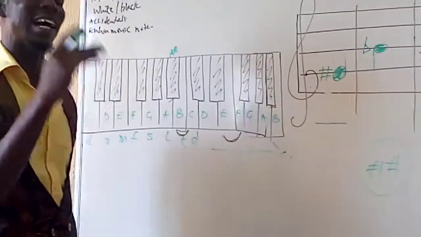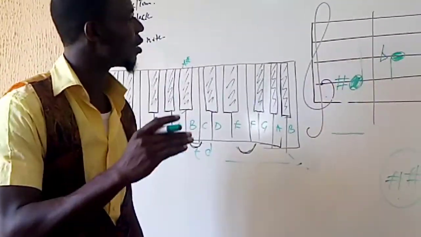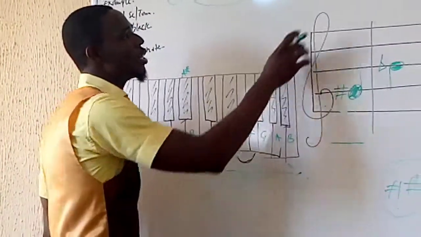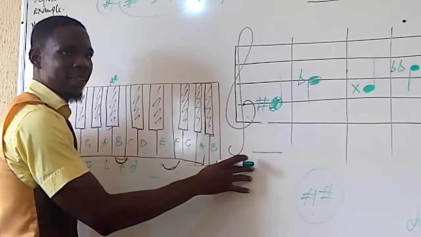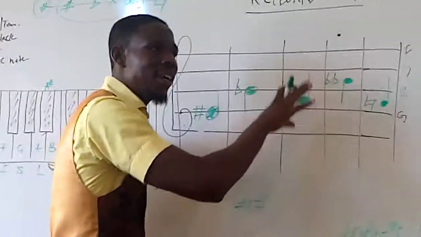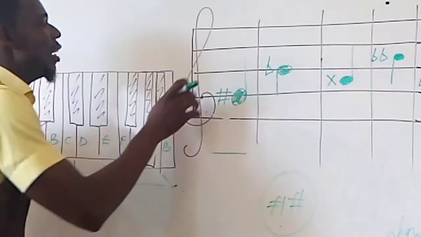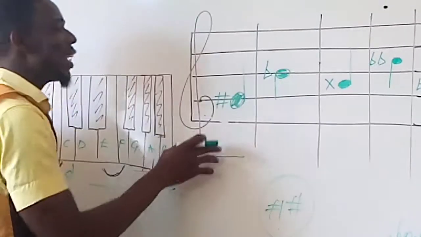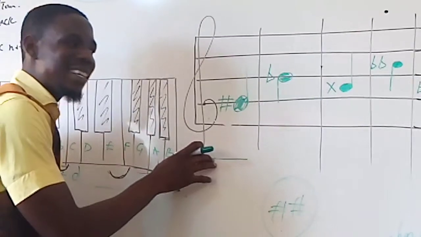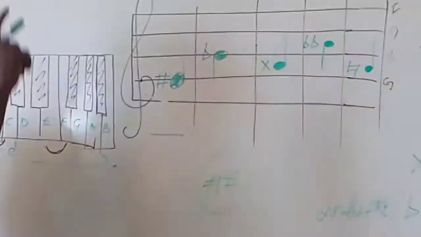There is a difference between accidental and key signature. The difference between the accidental and the key signature is that the key signature is placed immediately after the clef sign, but the accidentals are placed inside the staff alongside the notes. I go again. The key signature is placed immediately after the clef sign, but the accidentals are placed inside the staff alongside the notes.